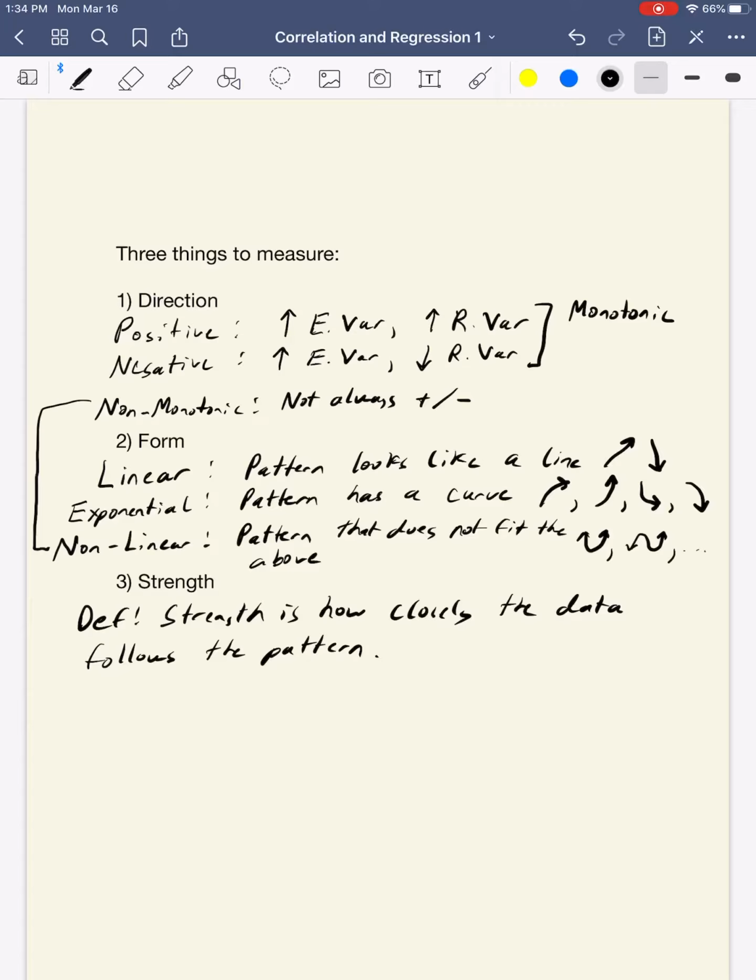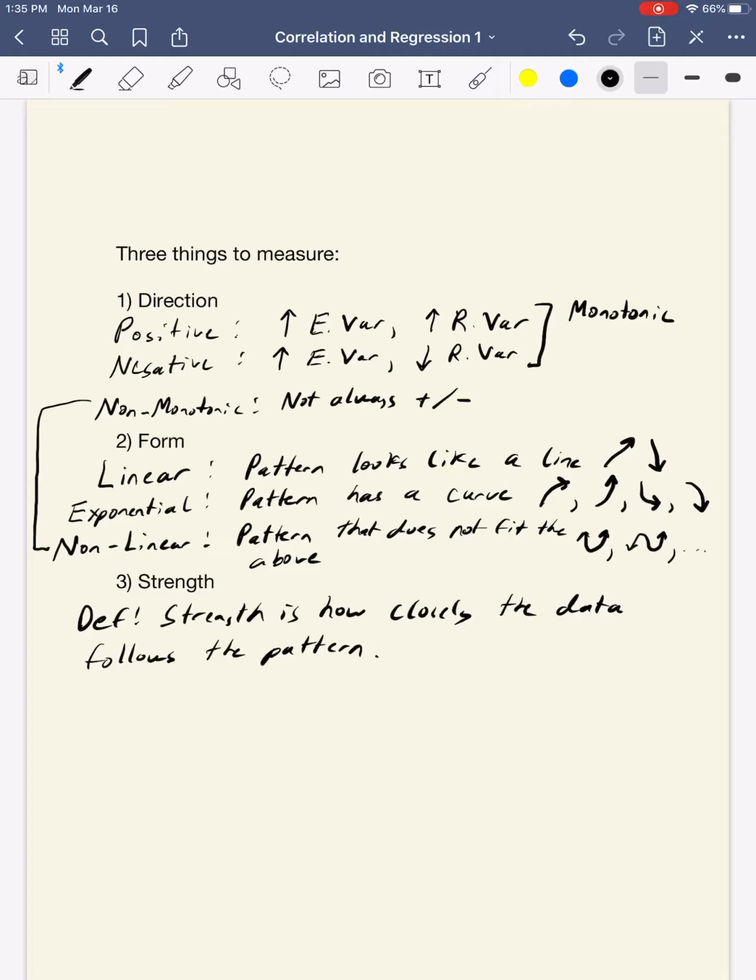Do keep in mind that right now, visually, strength is hard to say because we don't really have a reference point. So oftentimes when we're visualizing, all we will be able to do is say that this pattern looks stronger or looks weaker than another pattern. But in a little bit of time, we'll be able to actually formally measure the strength.